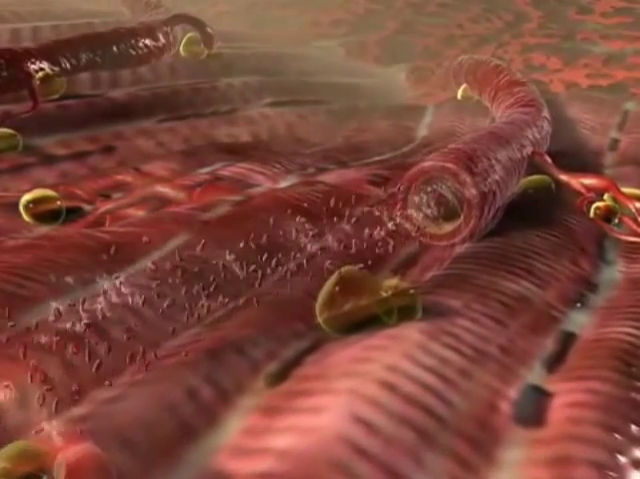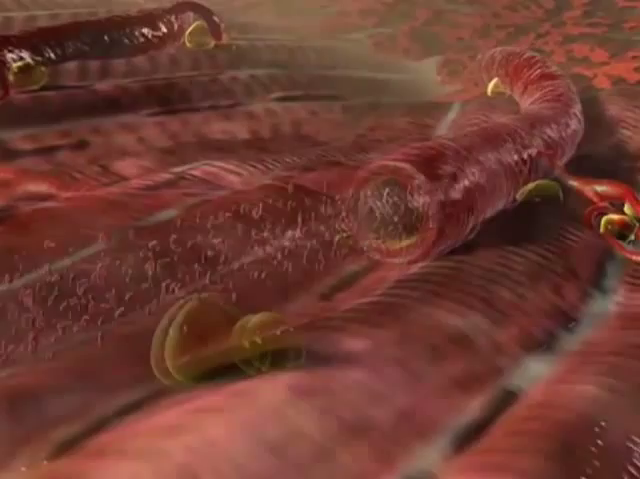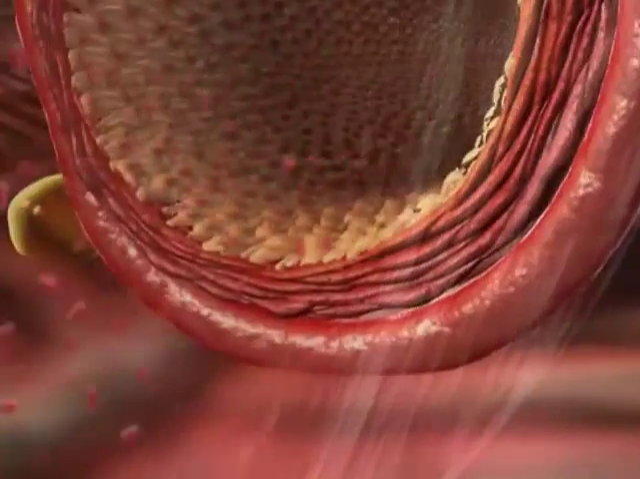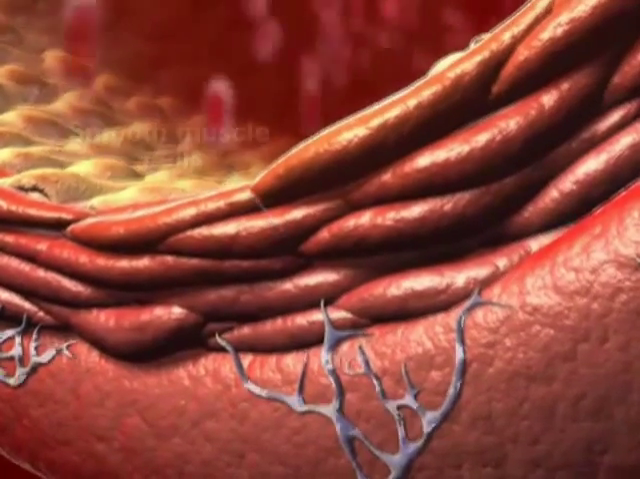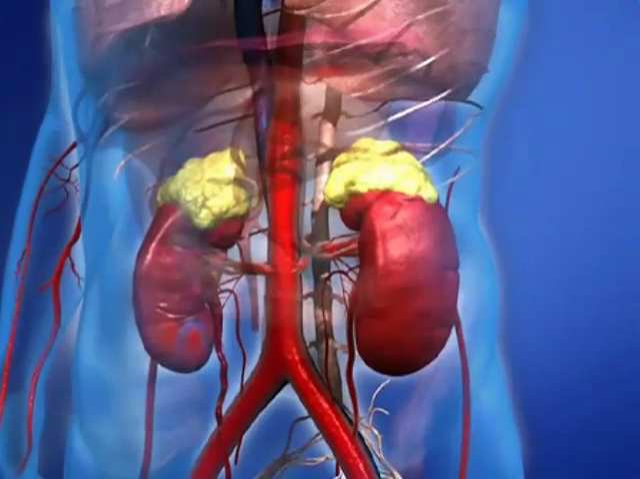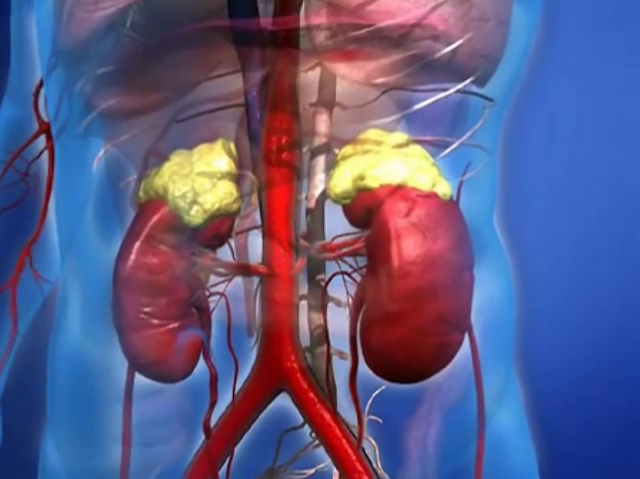AVP acts at specific receptor sites to regulate salt and water balance. The V1A receptor is located primarily in arterial smooth muscles, and V2 receptors are located on the renal collecting duct cells.